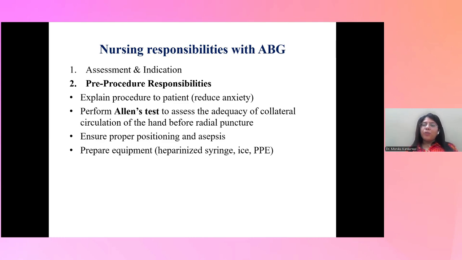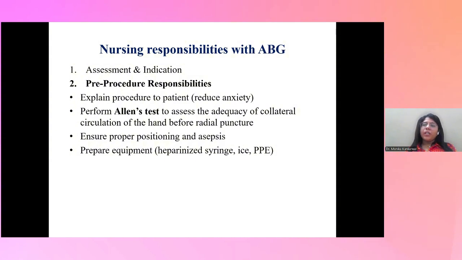Then after that, you have to perform the Allen test. As you all know, the Allen test is performed to assess the collateral circulation. So unless the Allen test comes positive, you can't proceed with ABG analysis. It tells whether your body's collateral circulation is patent or not. If any of the circulation is hampered, then we have to drop the test from that particular site. We can use another site.